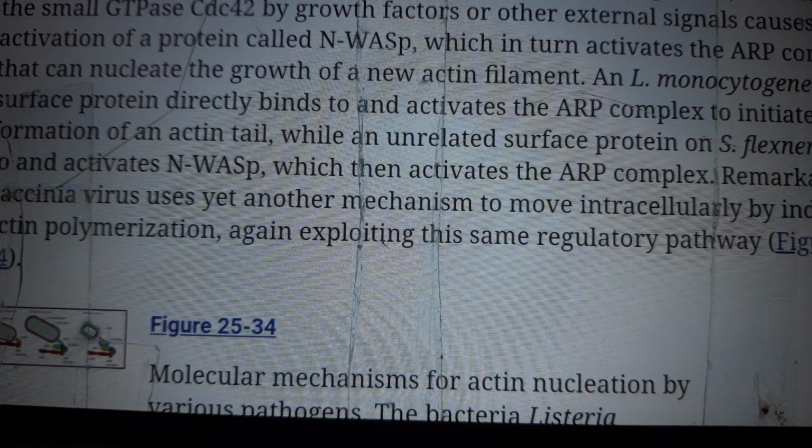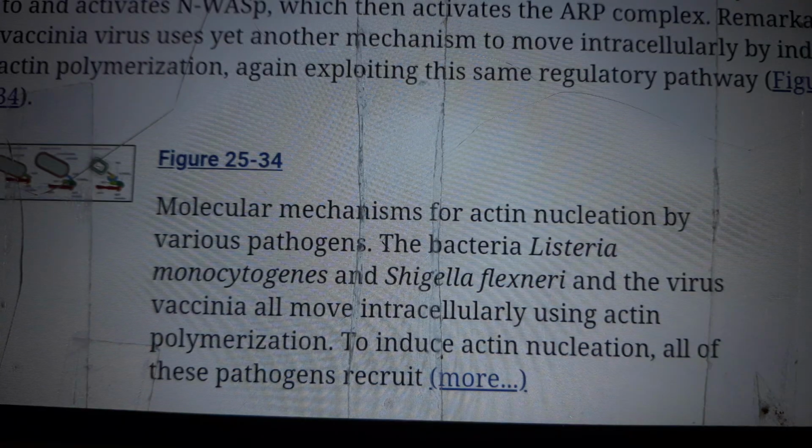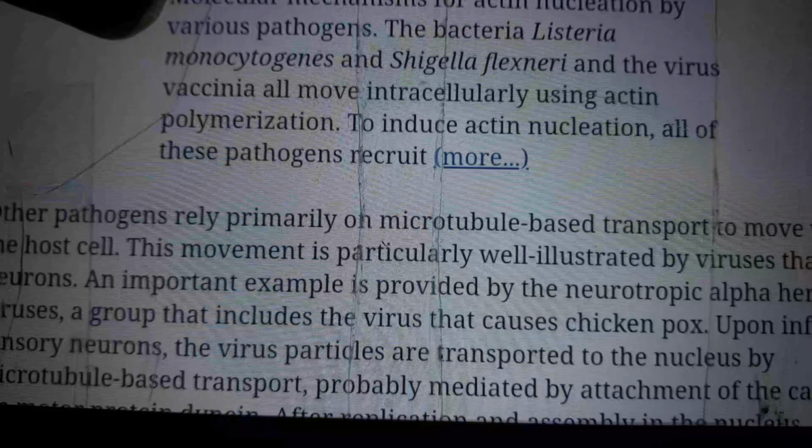Activation of the small GTPase CDC42 by growth factors or other external signals causes the activation of a protein called N-WASP, which in turn activates the ARP complex that can nucleate the growth of a new actin filament. A Listeria monocytogenes surface protein directly binds to and activates the ARP complex to initiate the formation of an actin tail, whereas an unrelated surface protein of S. flexneri binds to and activates N-WASP, which then activates the ARP complex. Remarkably, vaccinia virus uses yet another mechanism to move intracellularly by inducing actin polymerization, again exploiting the same regulatory pathway.